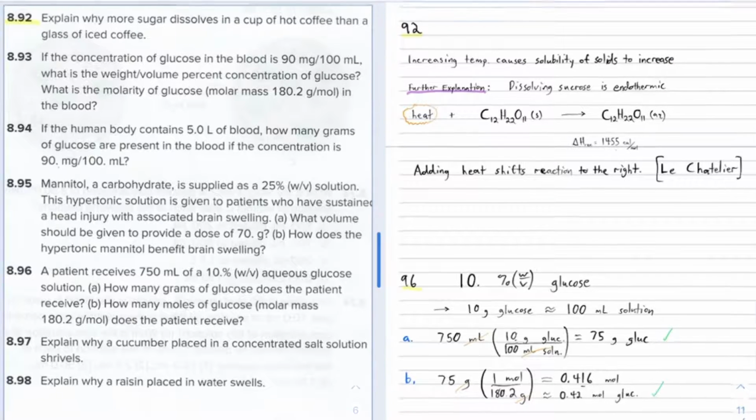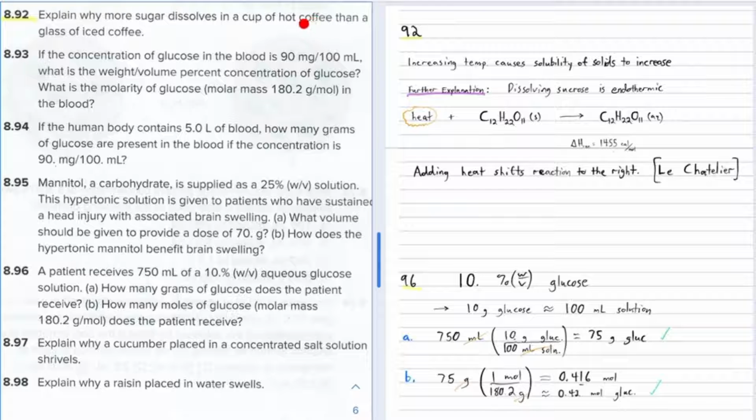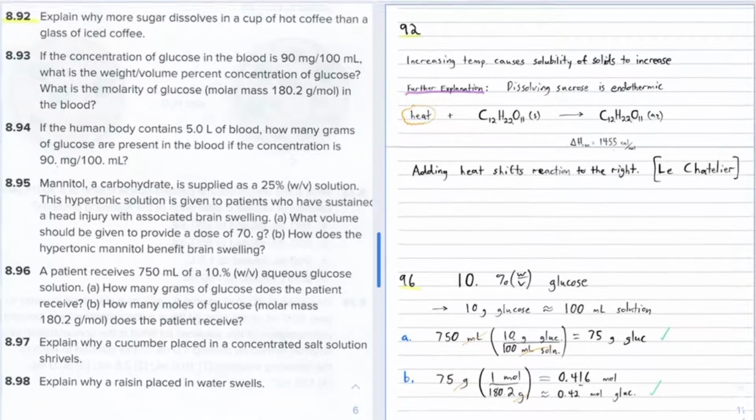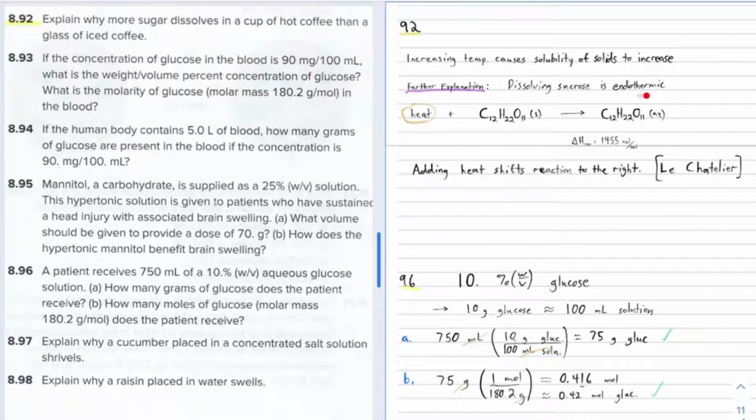And so if you have hot coffee, mostly hot water, the solubility of sugar increases. You can dissolve more sugar in there versus cold water. You can dissolve less sugar. A further explanation, I think, is warranted here.